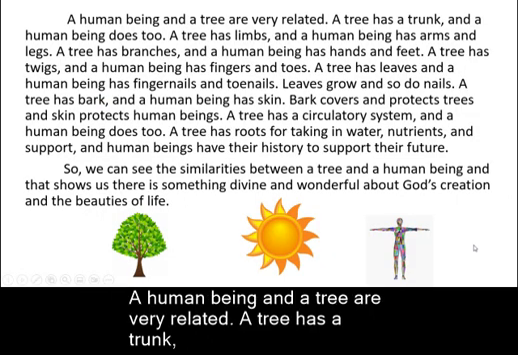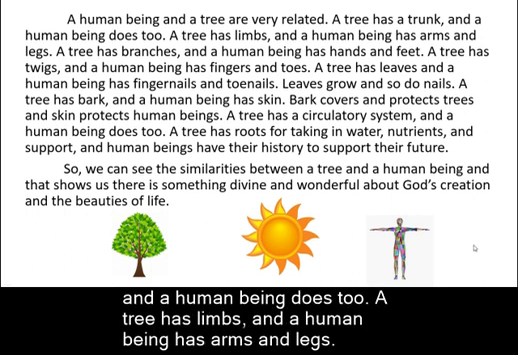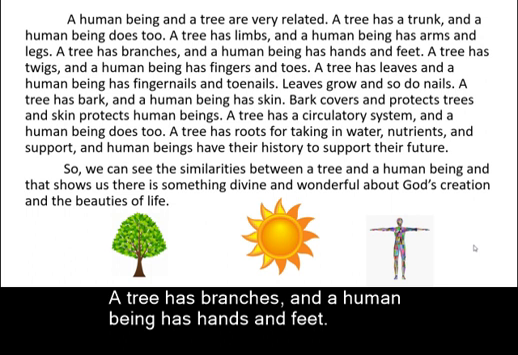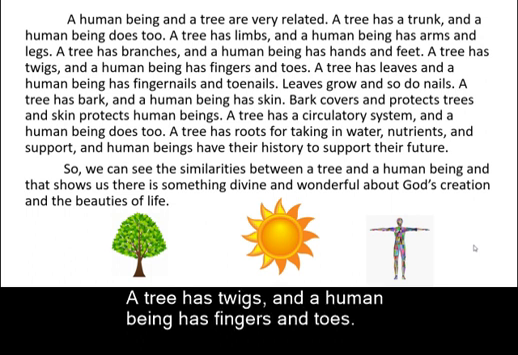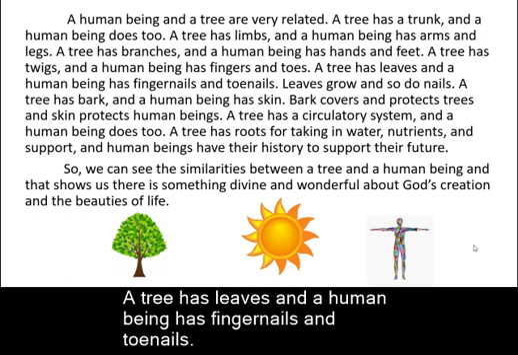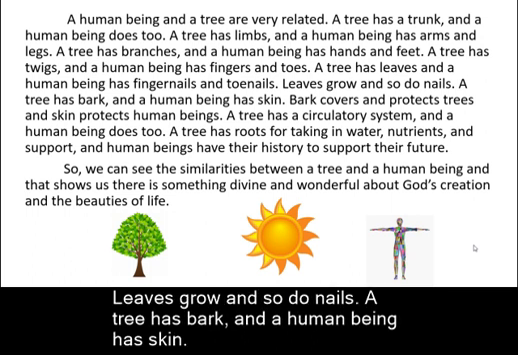A human being and a tree are very related. A tree has a trunk, and a human being does too. A tree has limbs, and a human being has arms and legs. A tree has branches, and a human being has hands and feet. A tree has twigs, and the human body has fingers and toes. A tree has leaves, and the human body has fingernails and toenails. Leaves grow, and so do nails.